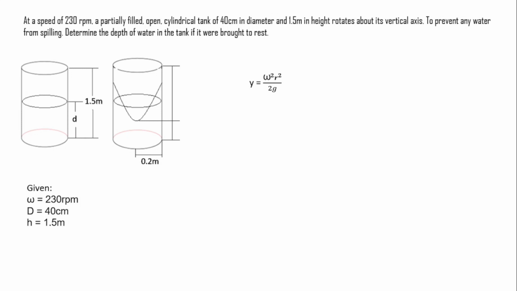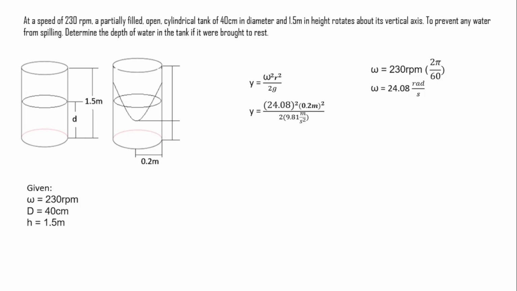We're going to use the formula y is equal to omega squared times r squared over 2g. But first, we should convert 230 rpm to rad per second. So omega is equal to 230 rpm times 2 pi over 60, which will give us 24.08 rad per second. Now we can plug in the omega.